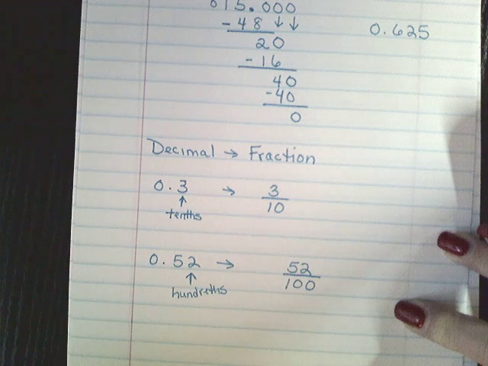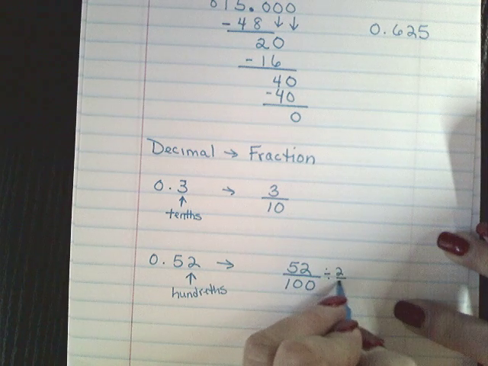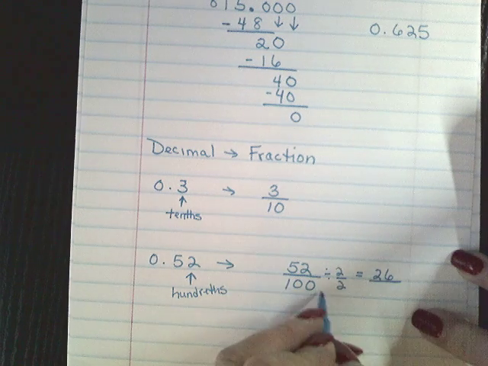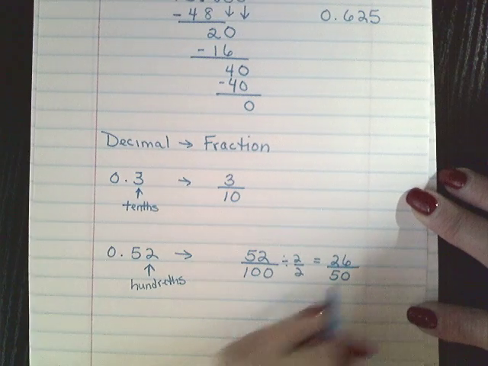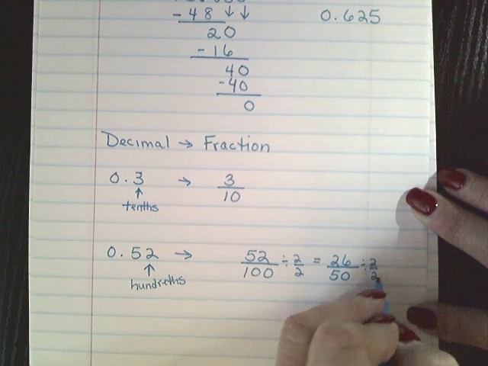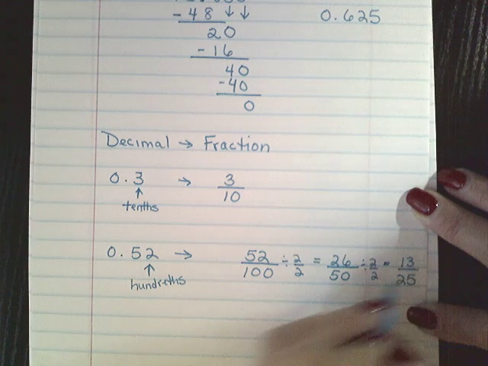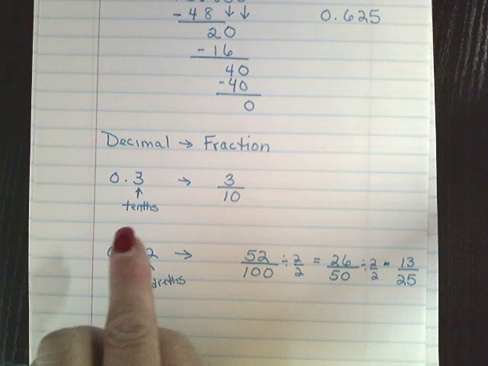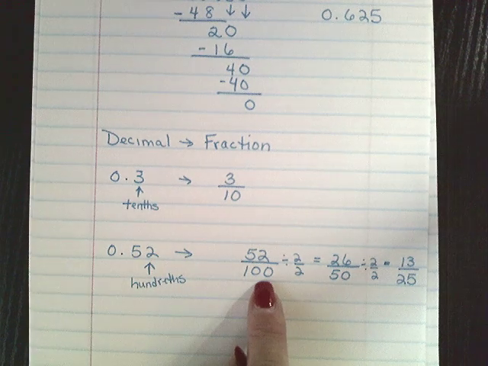Now here's the thing, you must always simplify the fractions. So I would divide both of these by 2. 52 divided by 2 is 26. 100 divided by 2 is 50. They're still even, so I should be able to divide those by 2 again. And I would get 13 over 25. Okay, so when you're going from a decimal to a fraction, just read the number as it states. 3 tenths, 52 hundredths, and that's how you would write it.